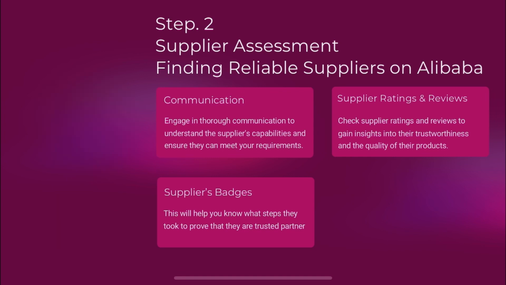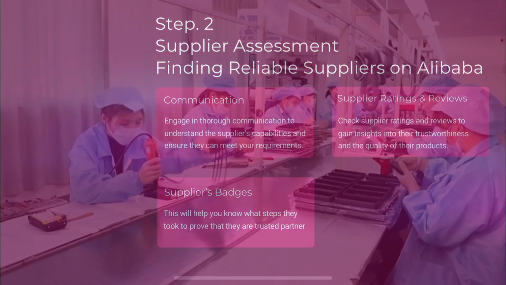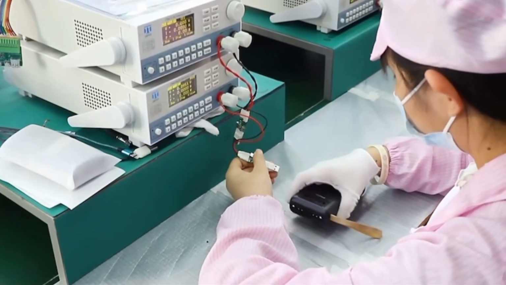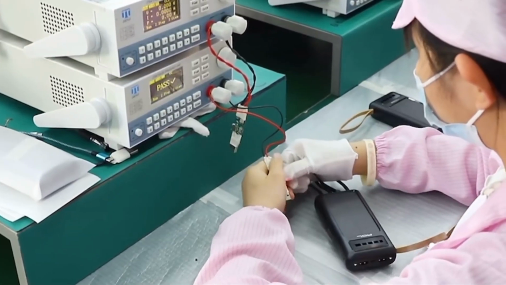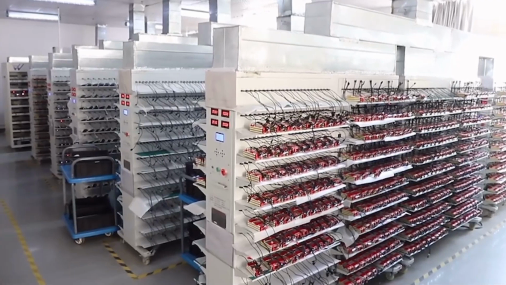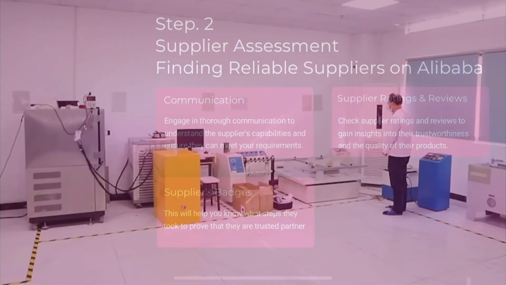And then next is the Verified Seller Badge. So these are the suppliers whose company profile, management, production capabilities, and processes have been assessed, certified, and inspected by third-party institutions. So if you are going to check their profile on the Alibaba platform, you would see different certifications. And that's the process that they go through to become a verified seller on Alibaba.